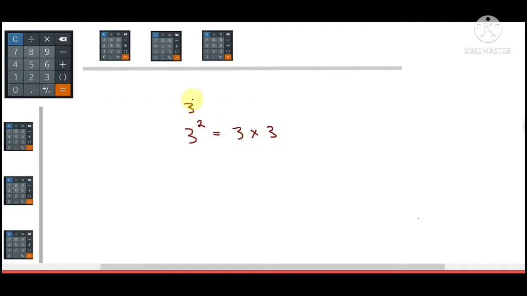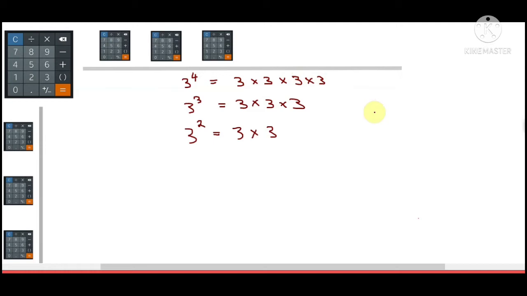If we had 3 to the power of 3, this would mean that there are 3 3's, 1, 2, 3, being multiplied together. And of course, 3 to the 4th power would mean there are how many 3's? Right, there are 4 3's being multiplied together. So there is 1, 2, 3, 4.